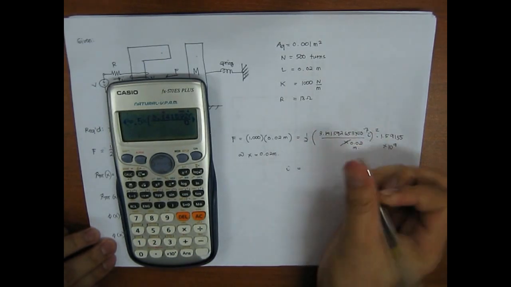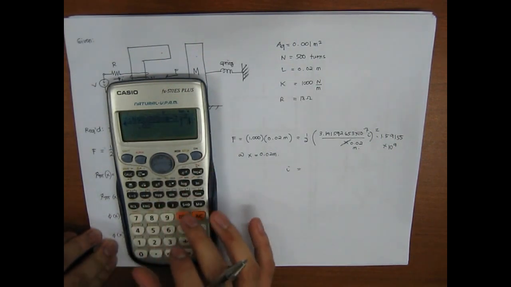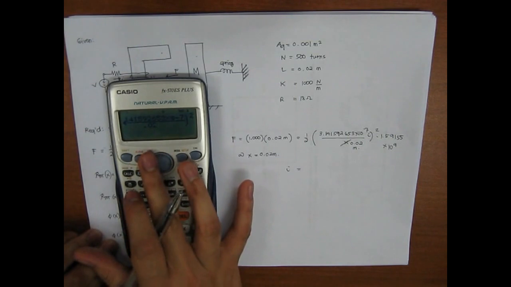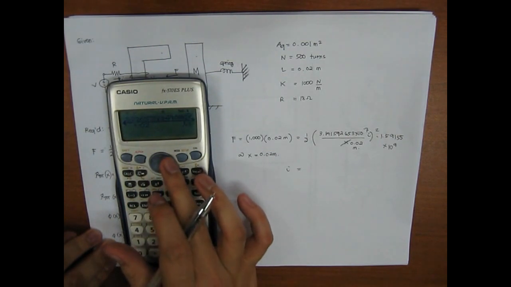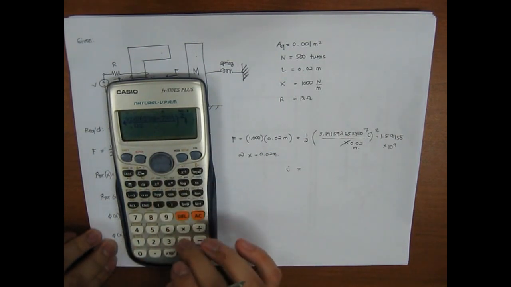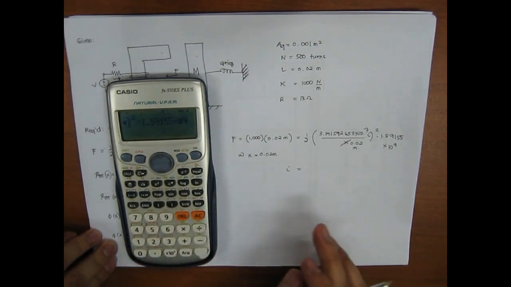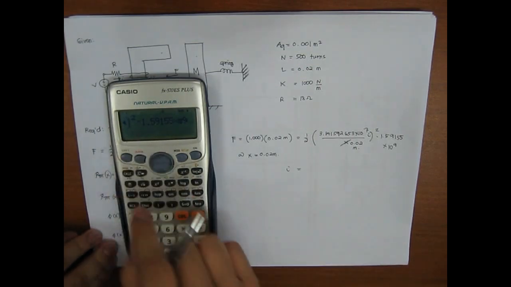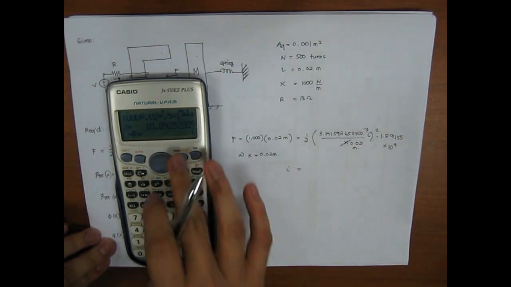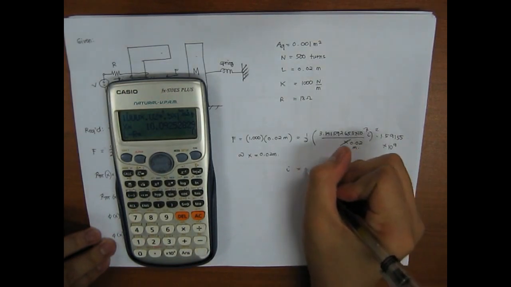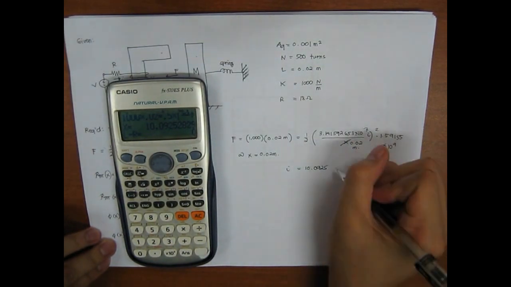So we can now solve for I. So x is equal to 0.02 squared. Oh, I forgot the x. Forgot to put a variable. So this is times x times 1.59155 E9. Okay, shift solve. So our calculator gives us this result. We have I equals 10.0925 amperes.